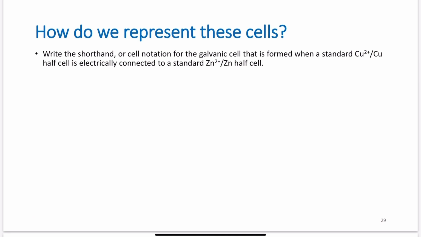How do we represent them? We use a shorthand method to represent what is actually happening in these cells. Then we're going to connect the shorthand to the diagram and the reactions, so we can talk fully about everything going on. So I want to write the shorthand, or cell notation, for the galvanic cell that is formed when a standard copper 2 plus copper half cell is electrically connected to a standard zinc 2 plus zinc half cell. We already saw what that looked like, right?